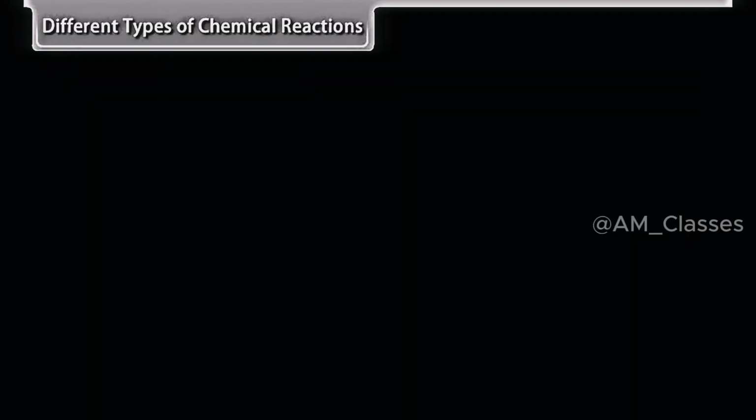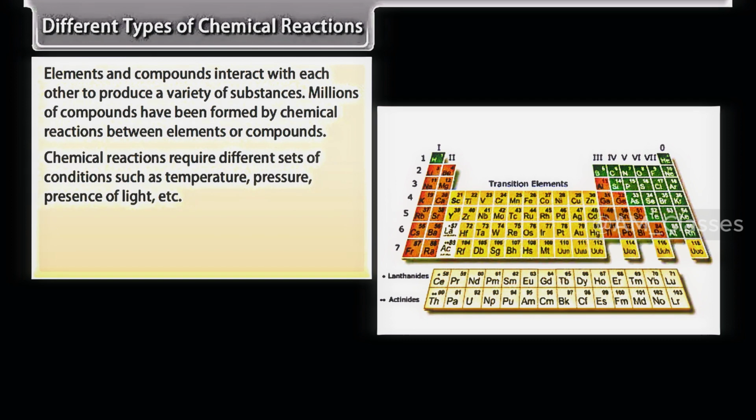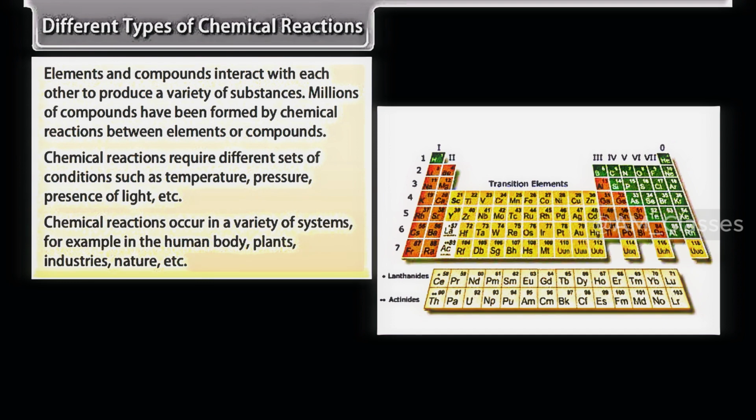Different types of chemical reactions. Elements and compounds interact with each other to produce a variety of substances. Millions of compounds have been formed by chemical reactions between elements or compounds. Chemical reactions require different sets of conditions such as temperature, pressure, presence of light, etc. Chemical reactions occur in a variety of systems, for example, in the human body, plants, industries, nature, etc.